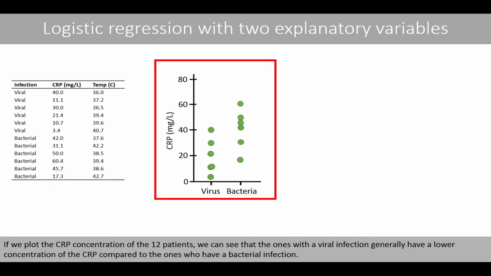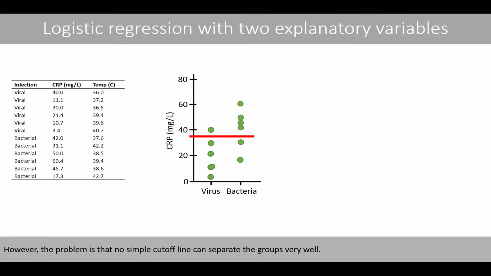If we plot the CRP concentration of the 12 patients, we see that the ones with a viral infection generally have a lower concentration of the CRP compared to the ones who have a bacterial infection. However, the problem is that no simple cutoff line can separate the groups very well.